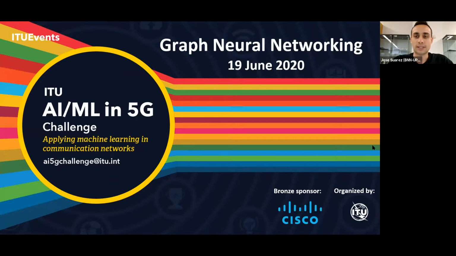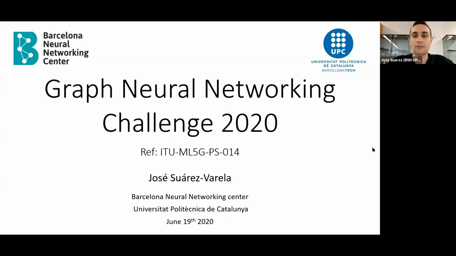So my presentation today will be about the Graph Neural Networking Challenge 2020, that is in the ITU document about the problem statement, reference number 14. So you can check more details also in this document. And first of all, I would like to introduce myself, although Reinhard also introduced me. I'm a researcher at the Barcelona Neural Networking Center at Universitat Politècnica of Catalonia. All this challenge was organized by my group, the team of researchers where I work.